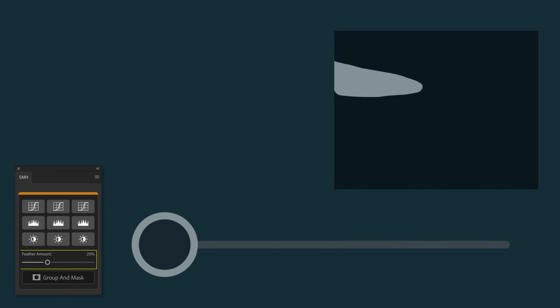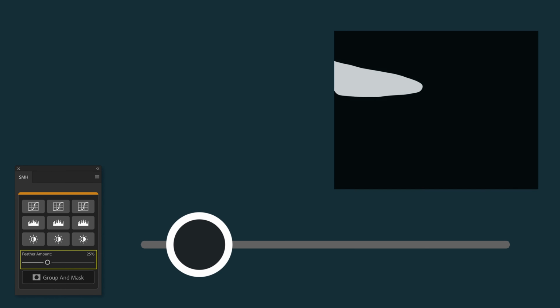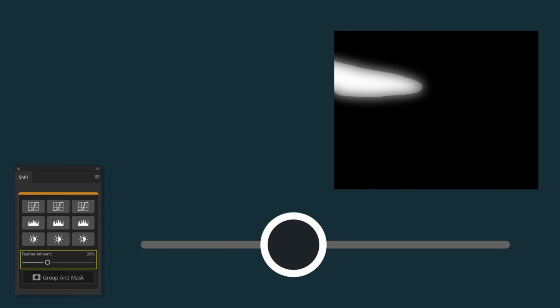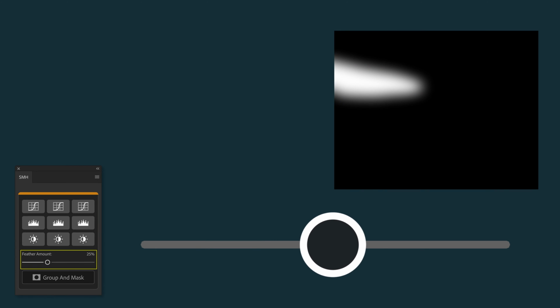If we look at the feather slider, as we move the slider across, we can see that it's going to affect the amount of feathering that is applied to that layer mask.